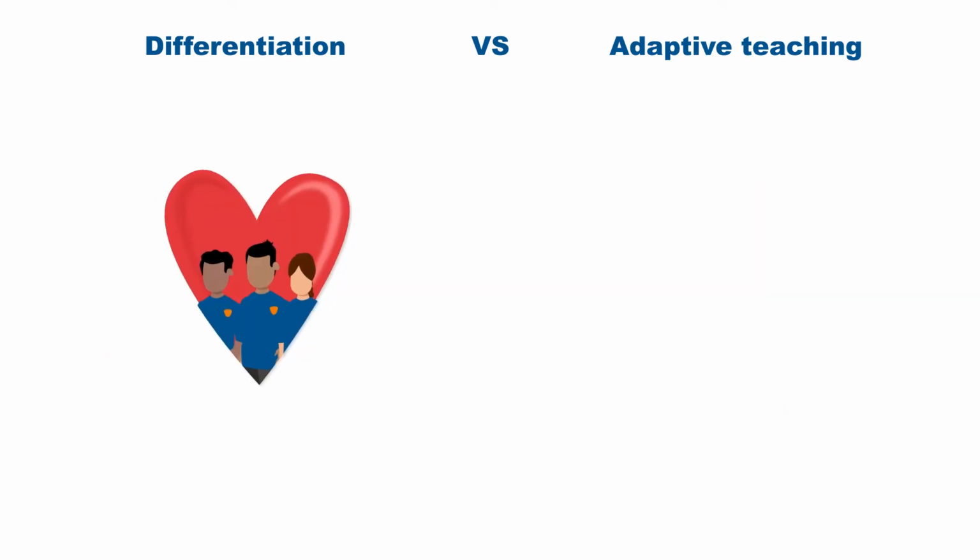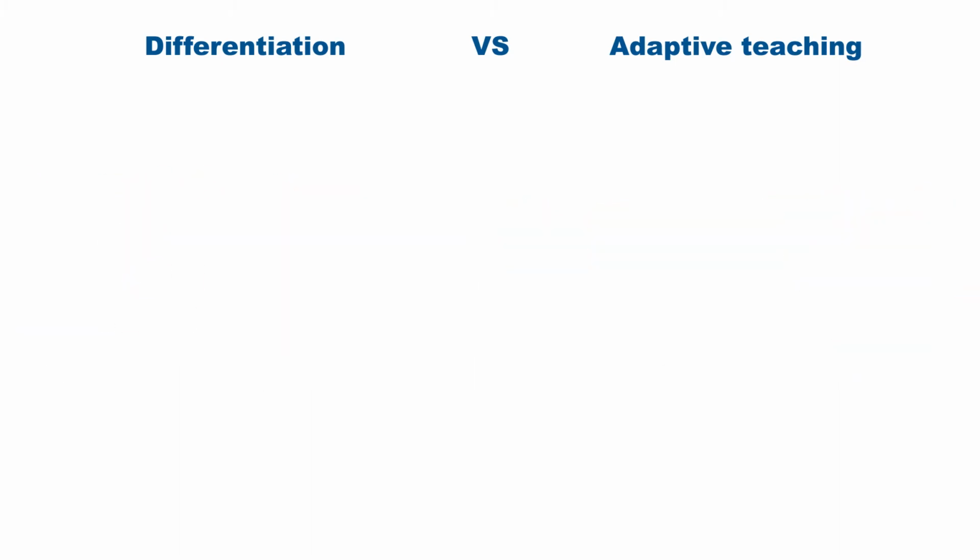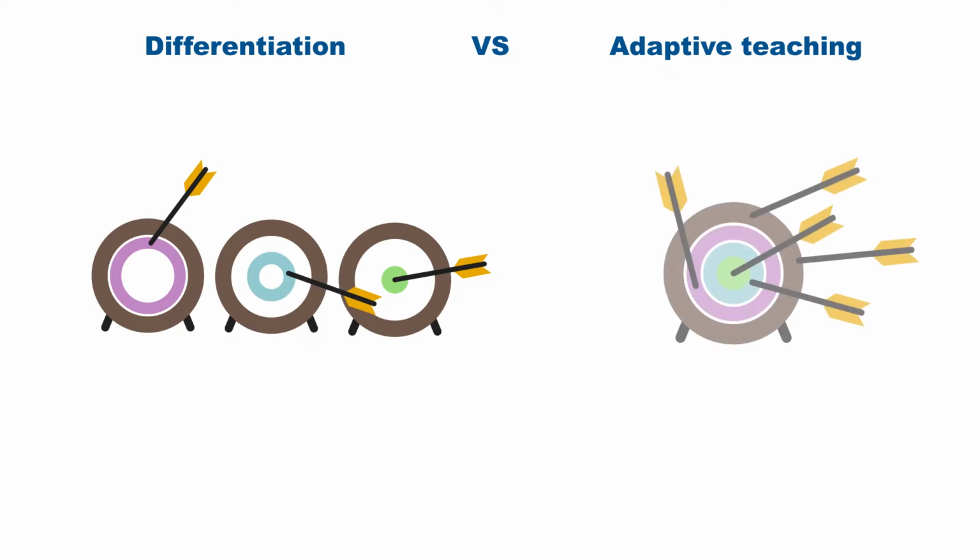The children are at the heart of what you do in both, and knowing your class is essential, but adaptive teaching doesn't limit that potential. Differentiation will put children into groups, whereas adaptive teaching will avoid grouping to give opportunities to all. Adaptive teaching as a theory describes a lot of the practices that are already happening in your classrooms.